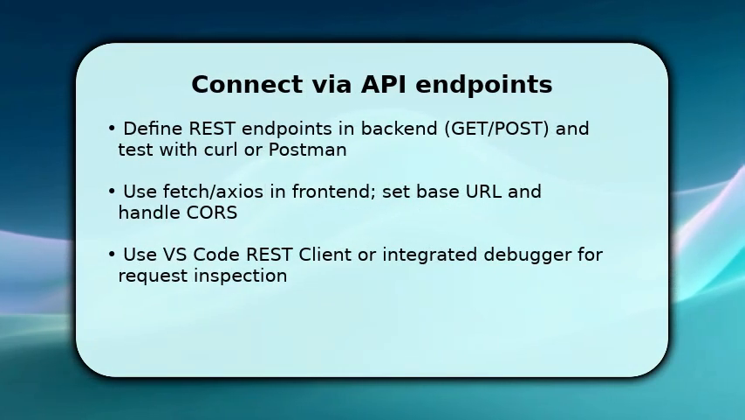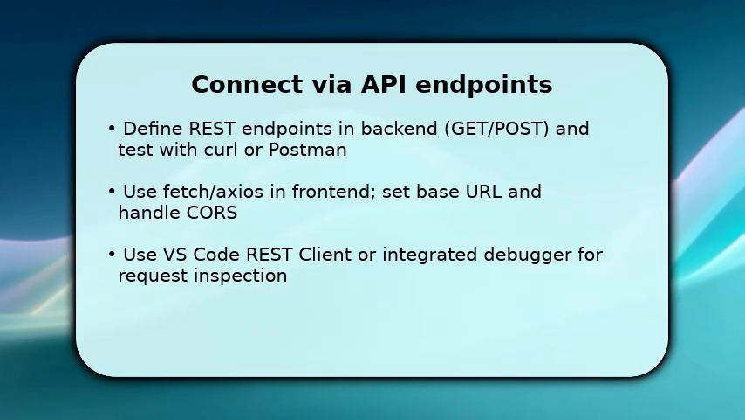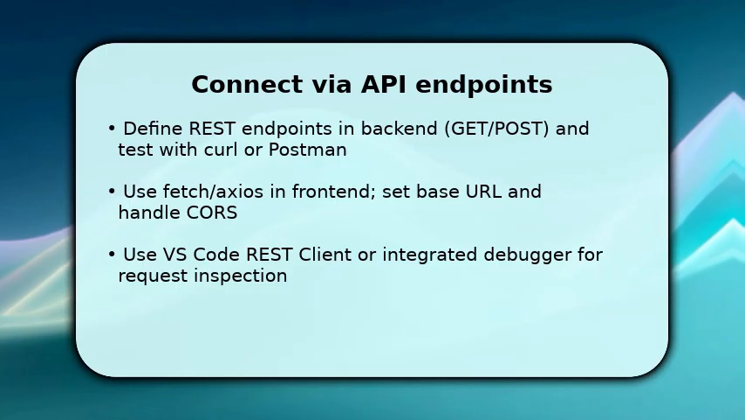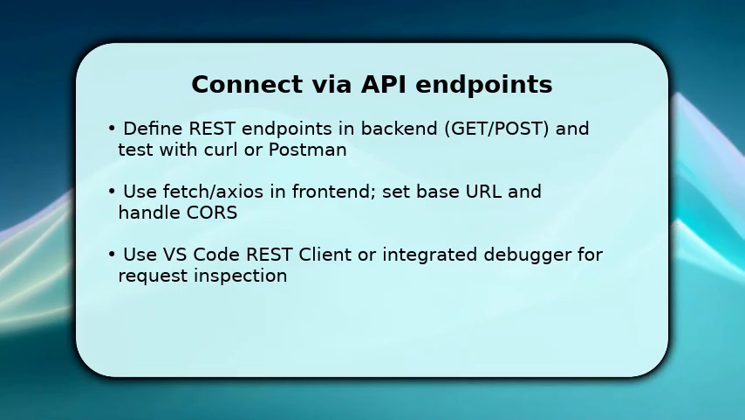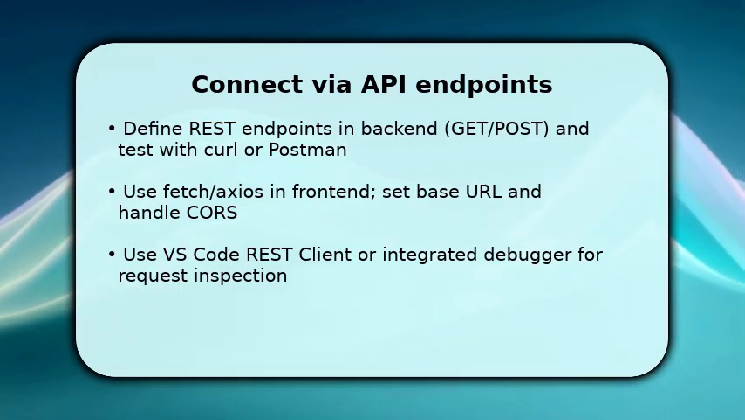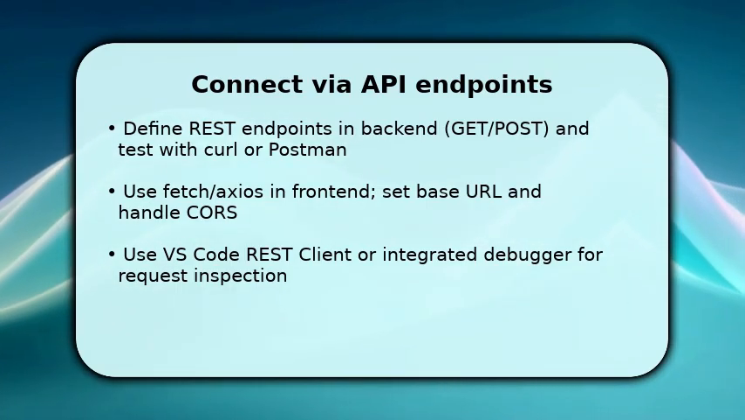Next, implement clear API routes on the backend. Start with a simple GET that returns JSON and a POST that accepts data. Once done, enable CORS or configure a proxy to let the frontend call those endpoints. You do this because browsers block cross-origin calls by default.